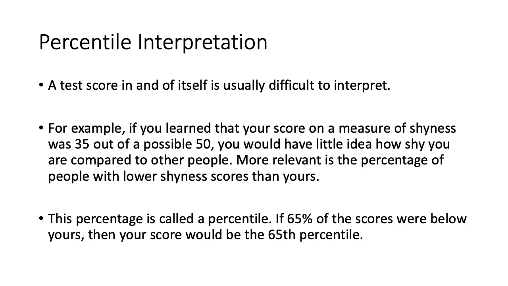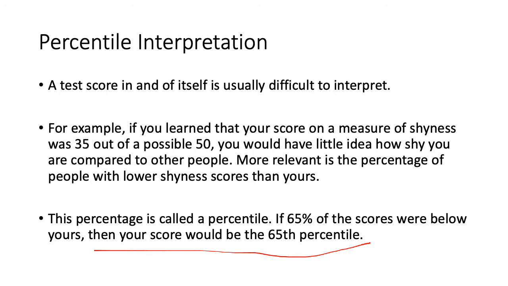A test score in and of itself is usually difficult to interpret. For example, if you learned that you scored 35 out of 50 on a measure of shyness, you would have little idea of how shy you are compared to other people. More relevant is the percentage of people with a lower shyness score than yours. This percentage is called the percentile. So if 65% of the scores were below yours, then you would be in the 65th percentile, which would mean that 65% of people were more shy than you were.